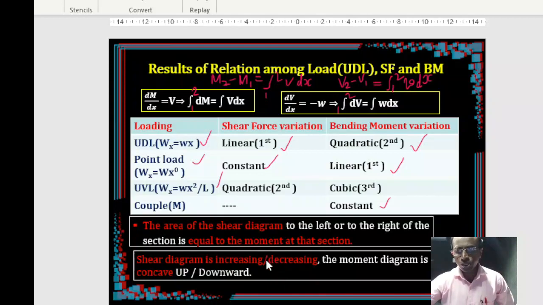And depending upon whether the shear force diagram is increasing or decreasing between two cross sections, the bending moment diagram may be concave up, or it can be convex down, which is also called a convex shape. These points are the outcomes of that particular relationship. Now let us see how this outcome will be used to construct the shear force and bending moment diagrams for all basic loads. Let us see how we can do that.